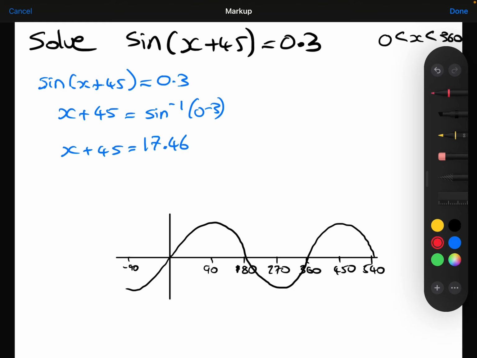Right, so when is the sine graph equal to 0.3? Here, here, here, here. Using some symmetry, I know that's the same as that, which is the same as that, which is the same as that. The calculator told me that this was 17.46. So this is going to be 17.46. This is going to be 17.46. And this is going to be 17.46.